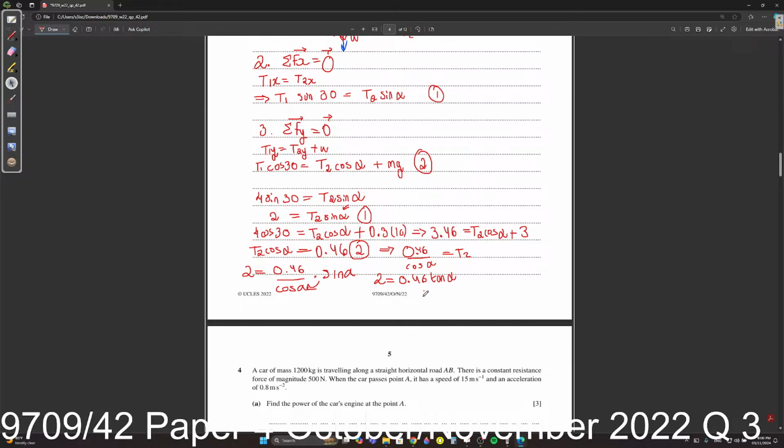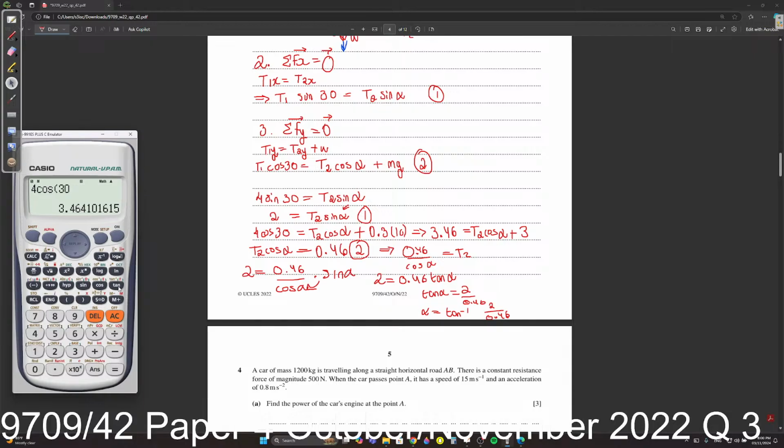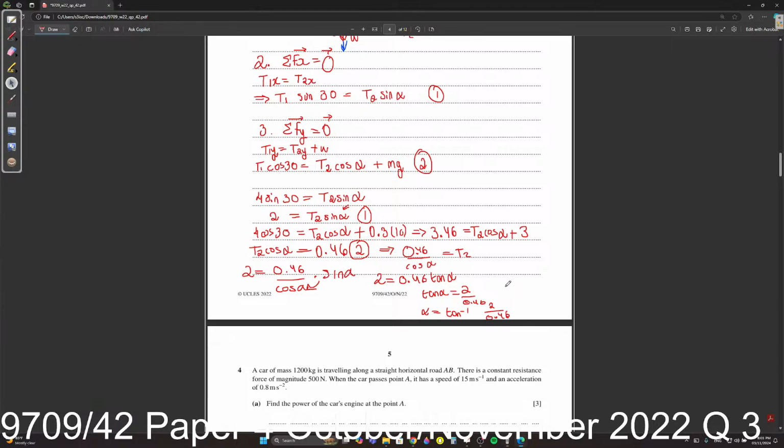So what do you get? Tan alpha is going to be equal to 2 divided by 0.46. So alpha is going to be equal to shift tan 2 over 0.46. If you do this on your calculator, you should get 70 something. Shift tan 2 over 0.46. You get 77 degrees. So alpha is equal to 77 degrees.